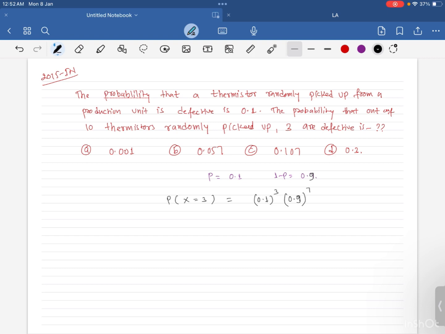So for that we will have 10 choose 3, right? So that is going to be 10 factorial over 7 factorial times 3 factorial. That is 10 into 9 into 8, the 7 factorial will get cancelled, and here we will have 3 into 2, times 0.1 cubed into 0.9 to the power 7. Do the calculation, you will get option B, that is 0.057.